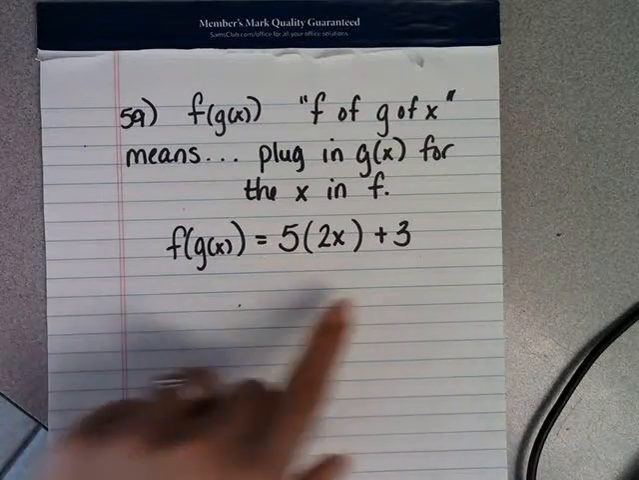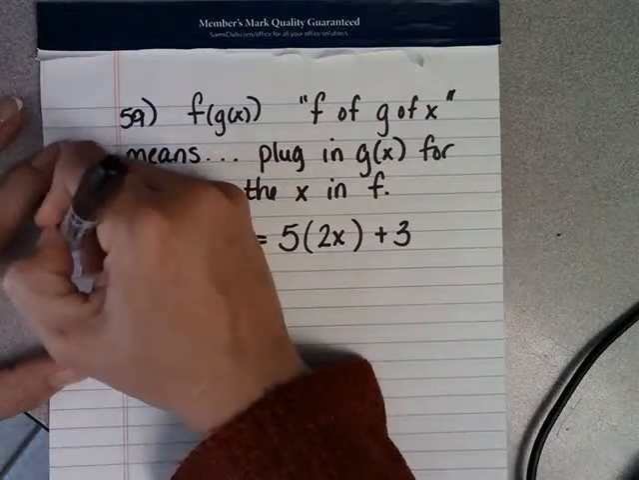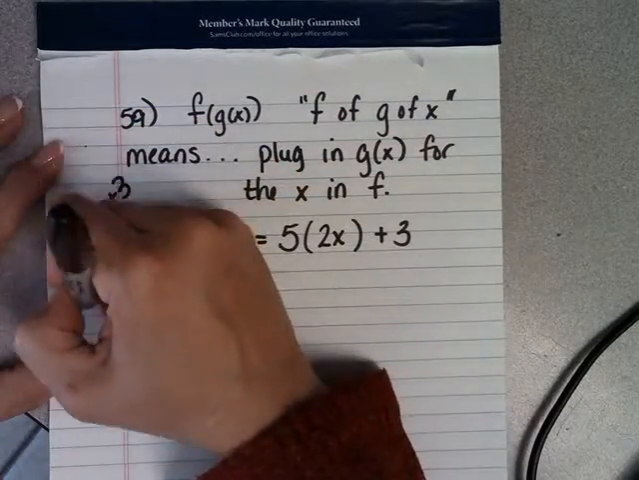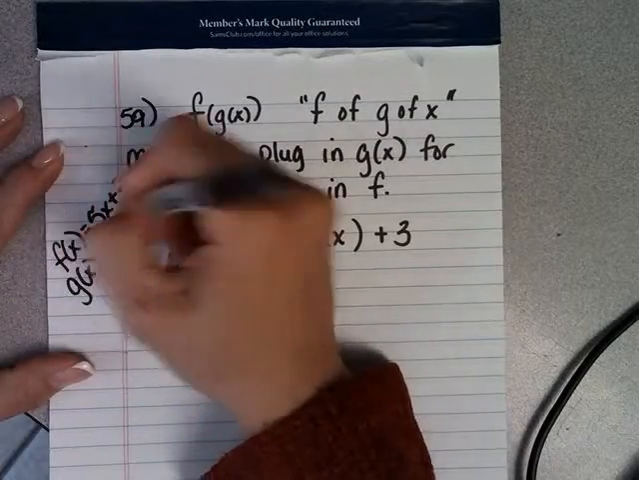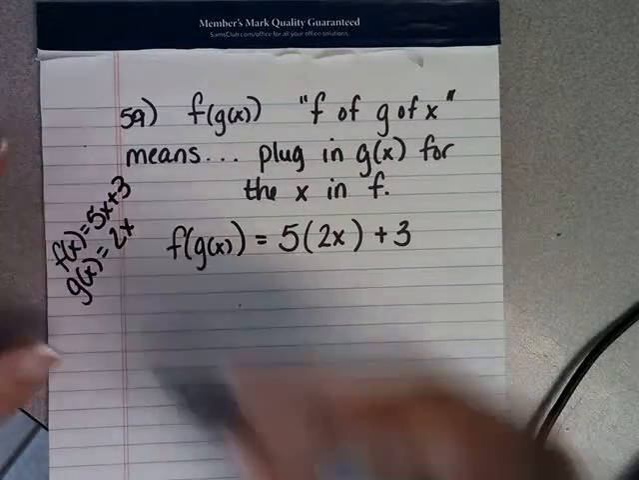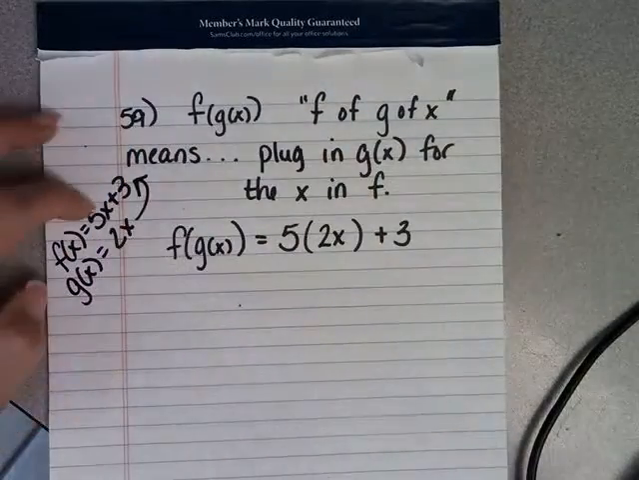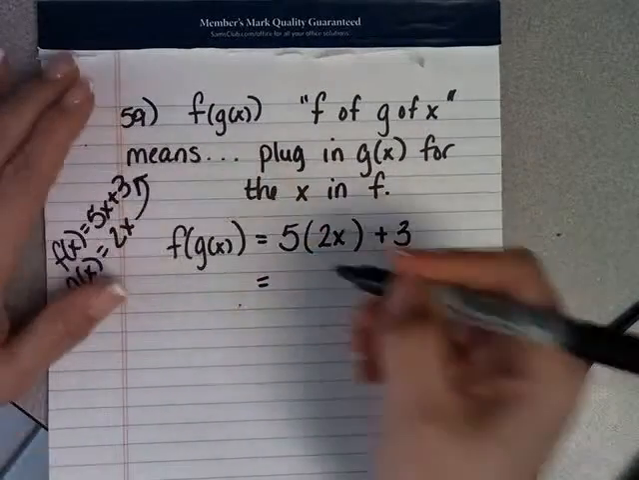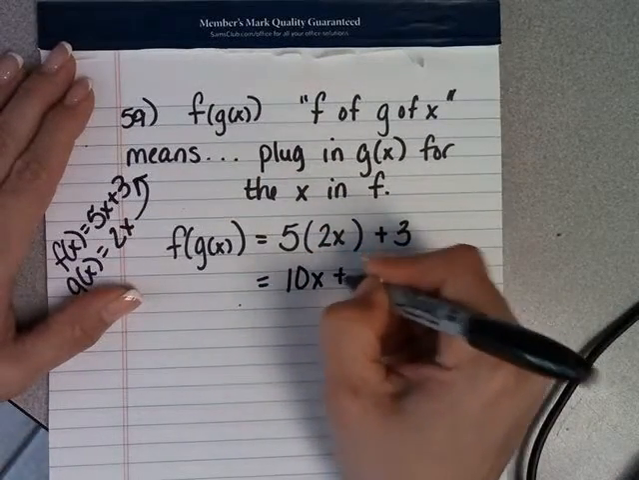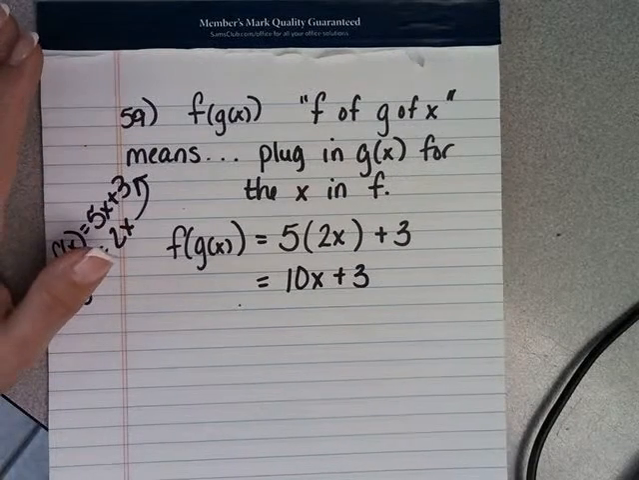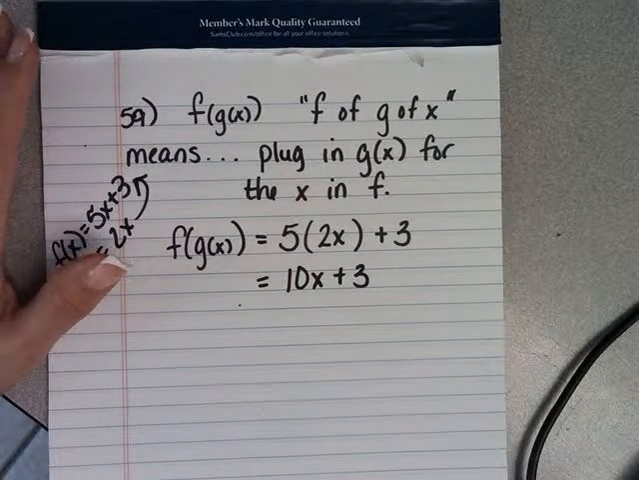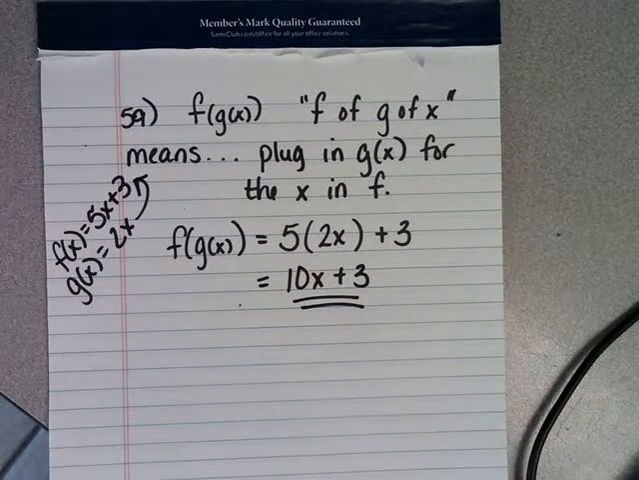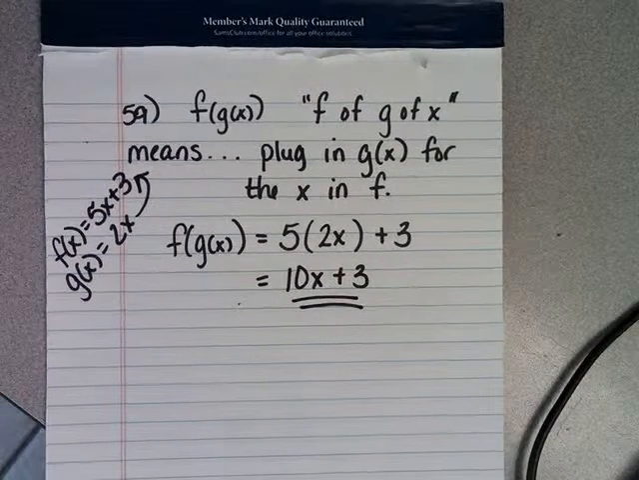Your F is 5x plus 3. Your G of X is 2x. You took your G of X and plugged it into your F of X. Now we're going to solve. 5 times 2x is 10x plus 3. Can we combine anything together? Any like terms? Nope. So that is the answer for 59.